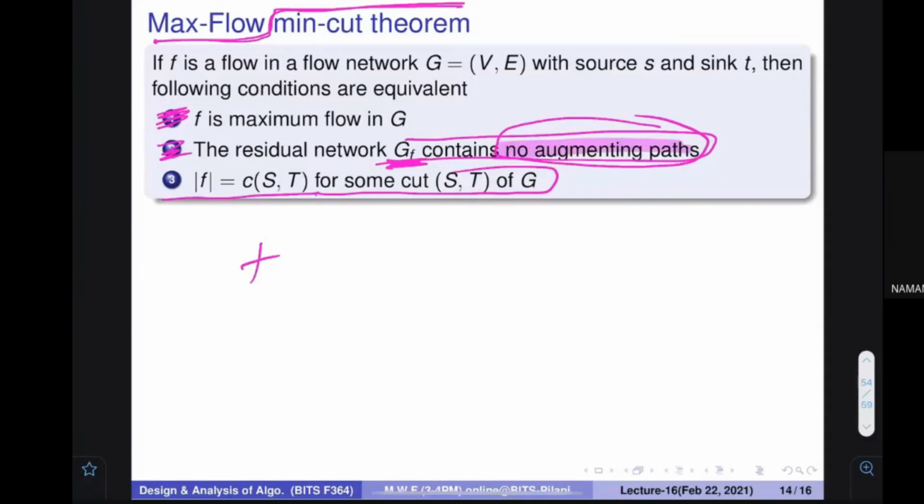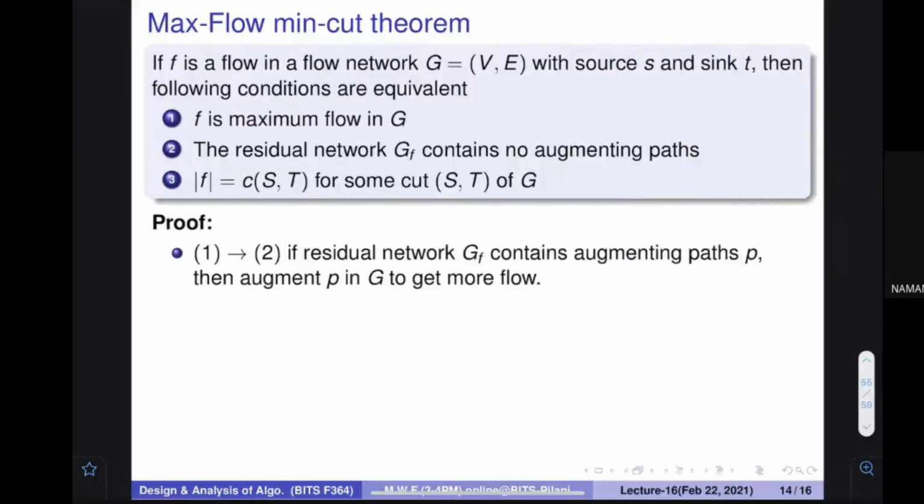You know that if there is any augmenting path, then you can add over here and you can increase the flow, so it is not a maximum flow. If there is a maximum flow, then it means that there is no augmenting path. Make sense? From 1 to 2, if it is a maximum flow, then there is no augmenting path, because if an augmenting path had been there, then you could increase it. So it's a contradiction. Using contradiction, you can prove this particular statement. From 2 to 3, how can you prove this?